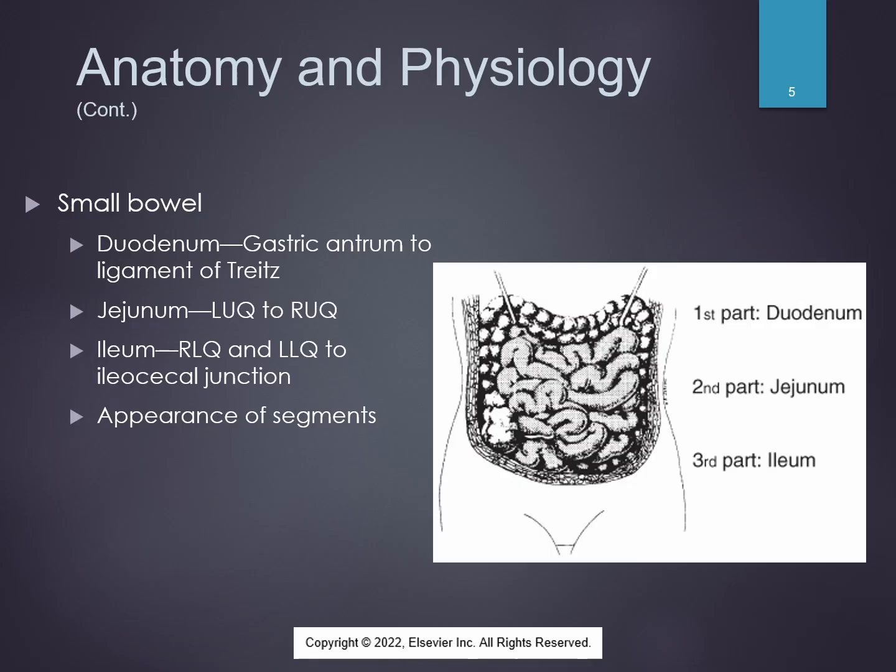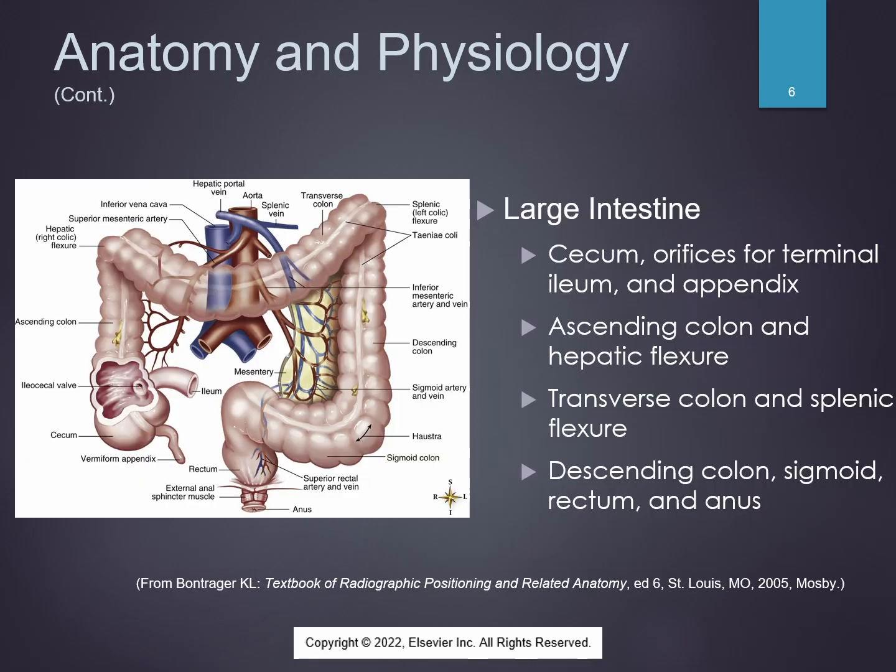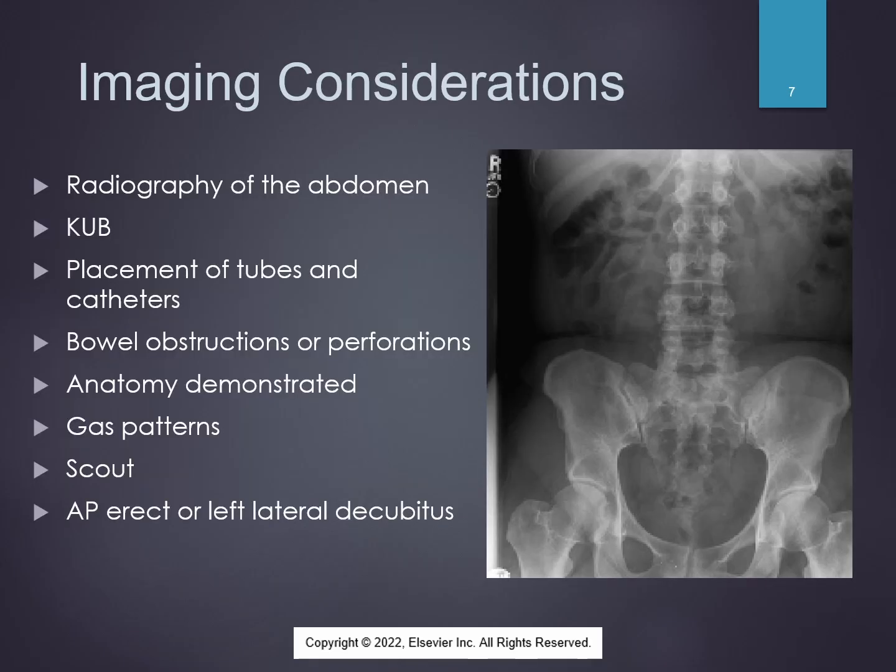So the small bowel is divided into 3 parts. I'm not going to go into depth in this because you should already know this. So the 3 parts are the duodenum, jejunum, and ileum. This is more anatomy that you should already know. The large intestine starts at the cecum, ends at the anus. Alright, now we jump into imaging considerations.